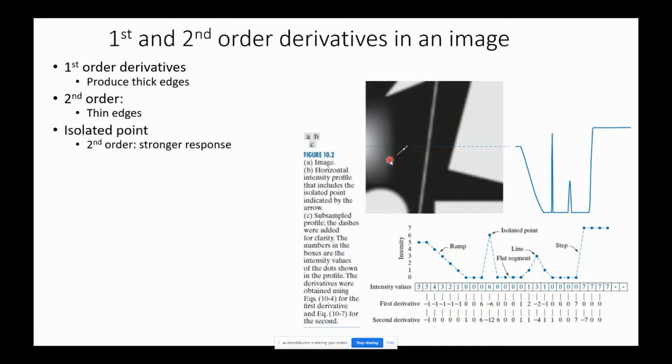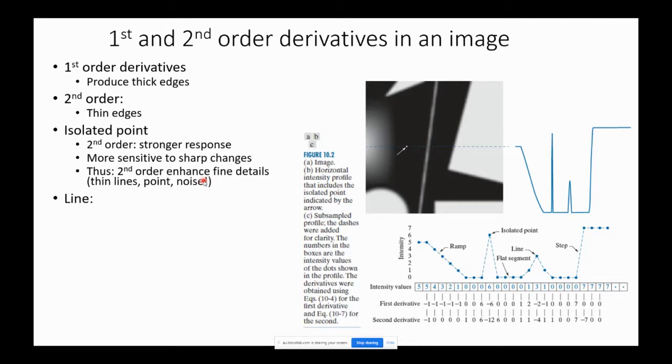An isolated point for the second order derivatives produces a stronger response, and it's more sensitive to sharp changes. Thus, we can use the second derivatives to enhance fine details, including thin lines, points, and unfortunately also noise. So the second derivative is quite sensitive to noise.